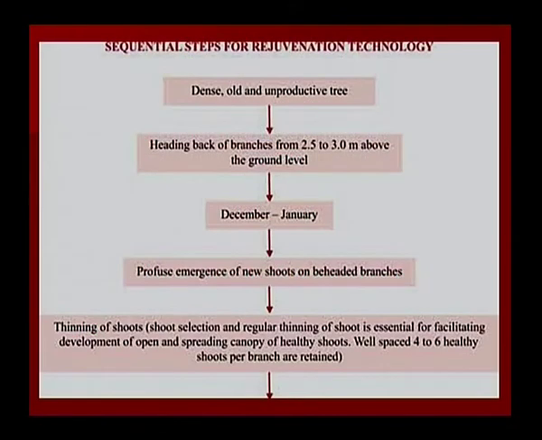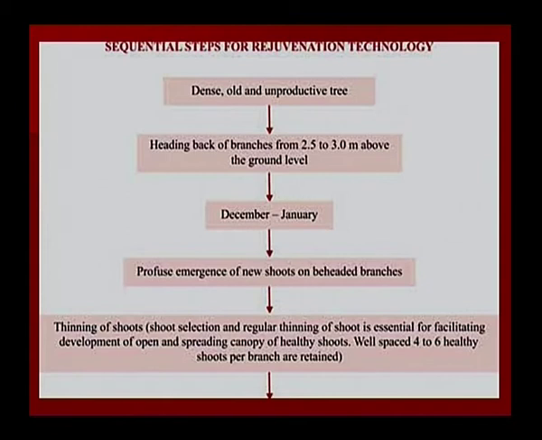This slide shows the sequential steps for rejuvenation technology of Amla. First, we have to identify the dense, old and unproductive trees. Then, the heading back of branches from 2.5 to 3 meter above the ground level is done during December to January. After that, profuse emergence of new shoots on beheaded branches is observed.